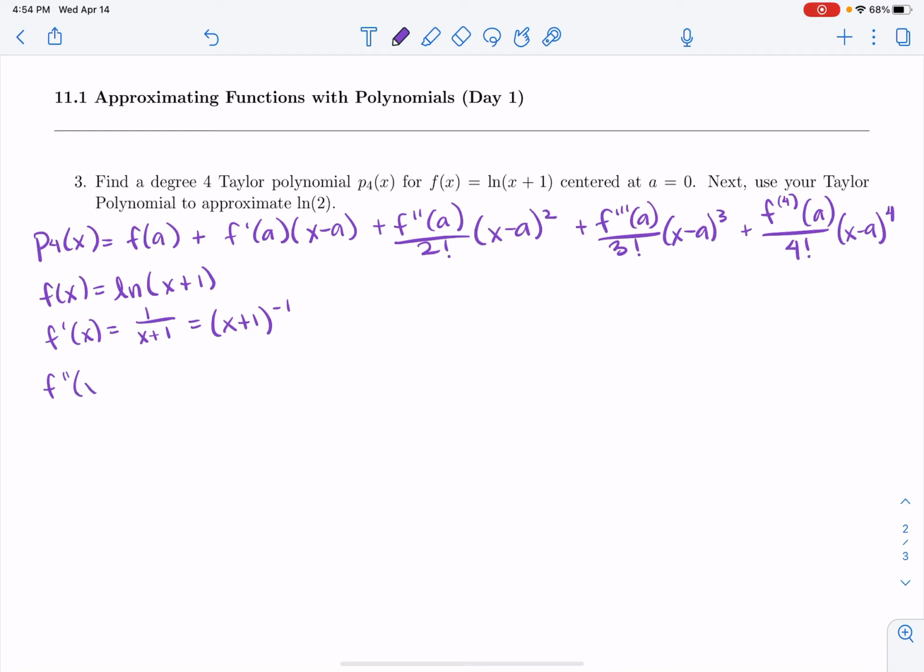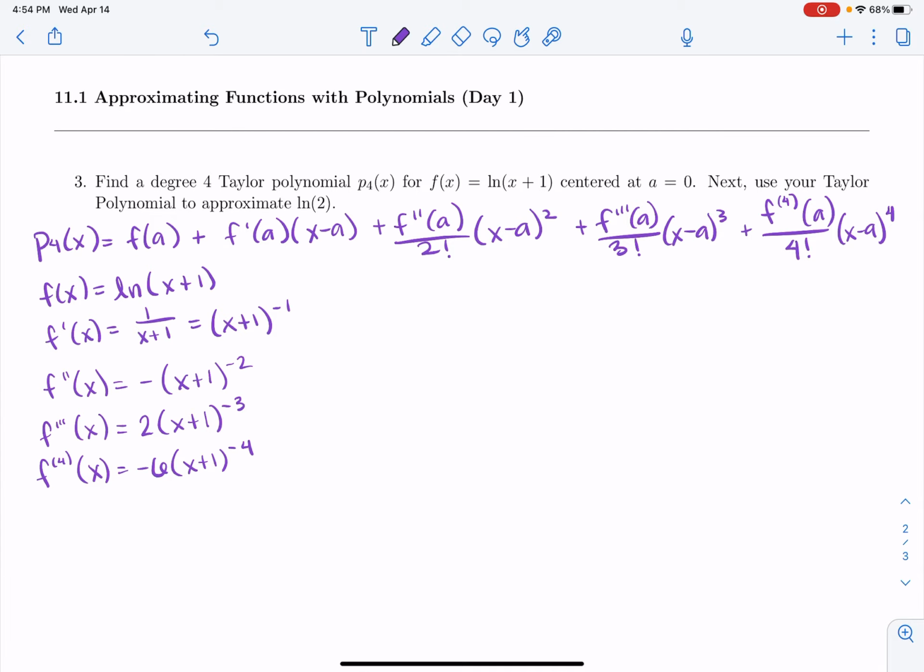F double prime of x is equal to minus x plus 1 to the minus 2. F triple prime of x is equal to 2x plus 1 to the minus 3. And then the 4th derivative of x is equal to minus 6 times x plus 1 to the minus 4. Now I'm going to plug in my values. A equals 0.